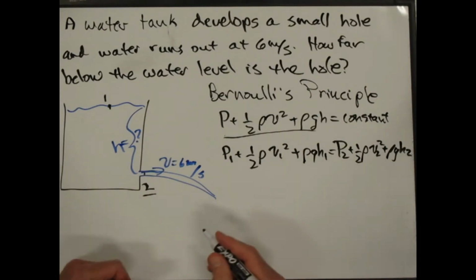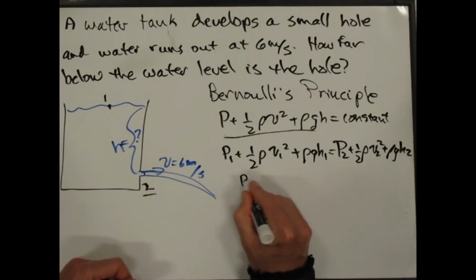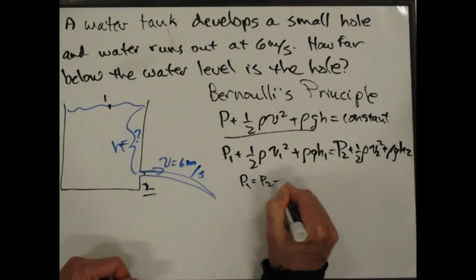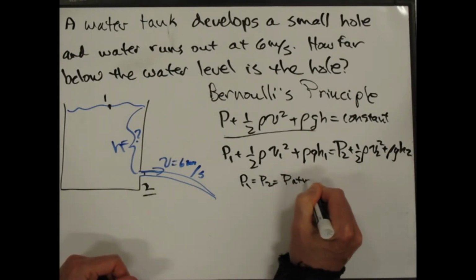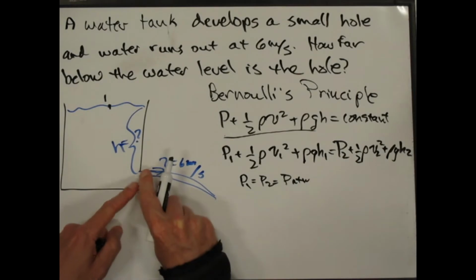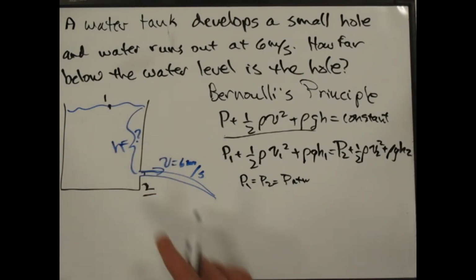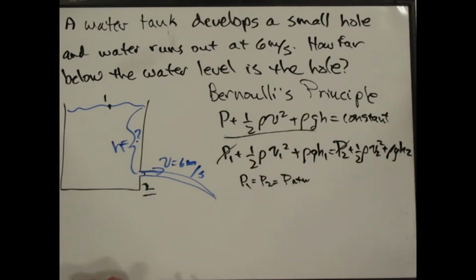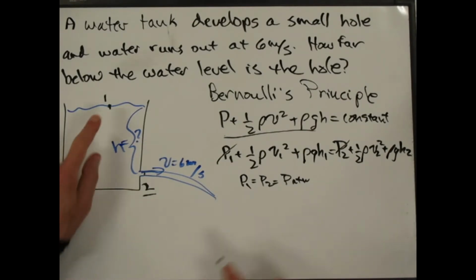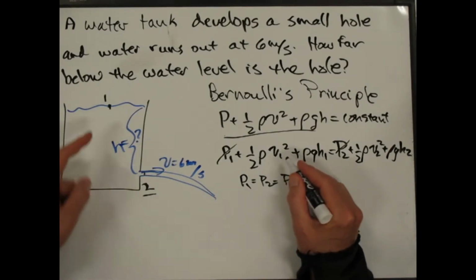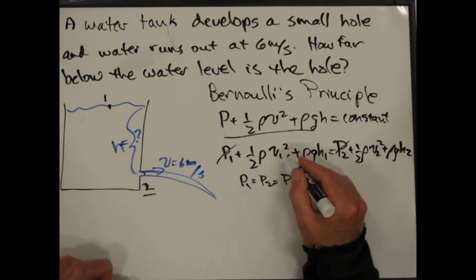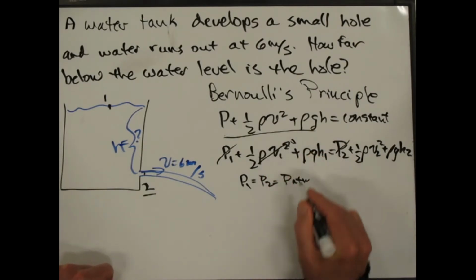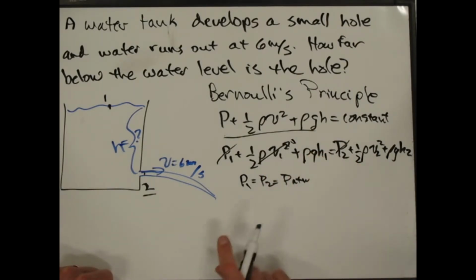And so there are a couple things we can notice about this. First, P1 equals P2 equals the atmospheric pressure, right? This is outside the hole, and so it's a small hole, and so it's just atmospheric pressure there. Same thing with here at the top of the fluid, it's atmospheric pressure. And so I can cancel both of those because the pressures are the same. Also, I can say, look, V1, if it's a small hole, the water's not running out really fast, V1 is just 0. And so I end up with 3 terms here.